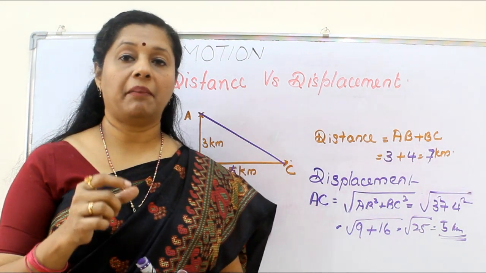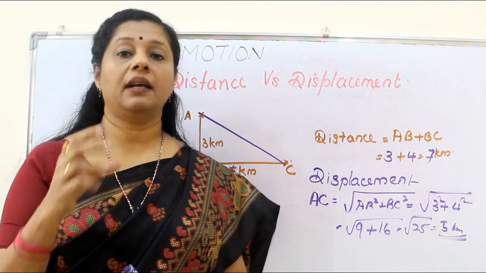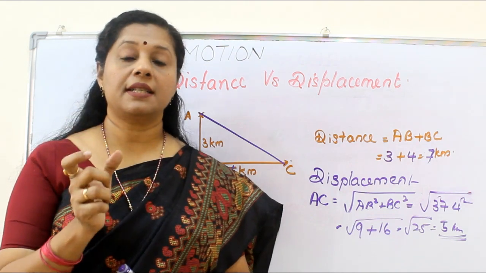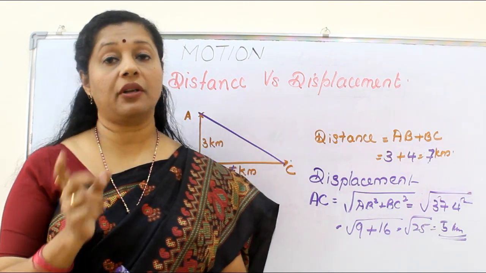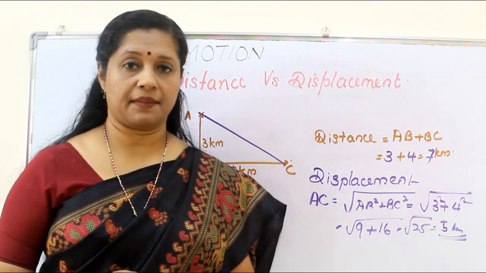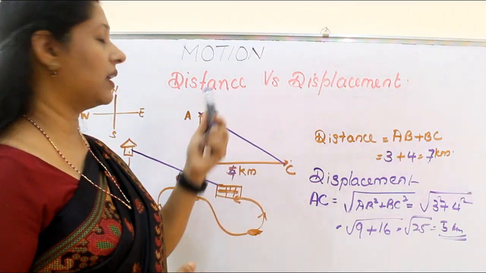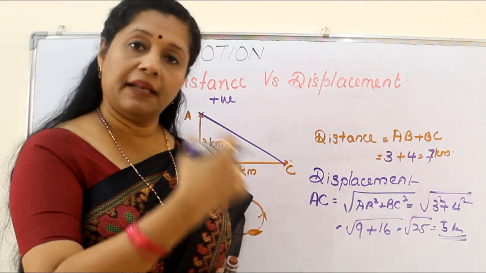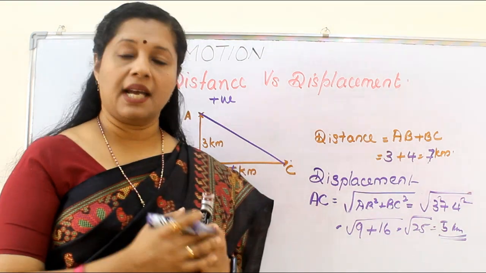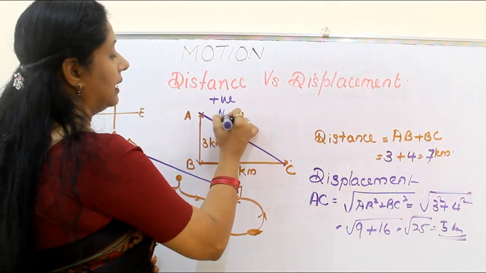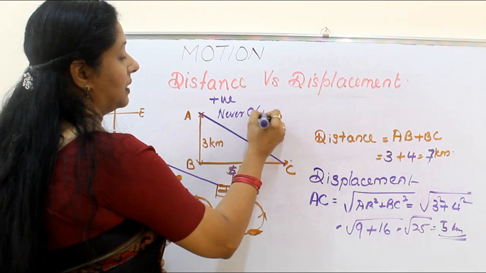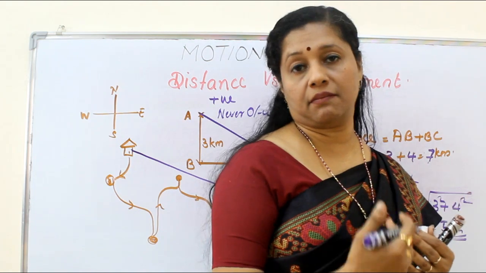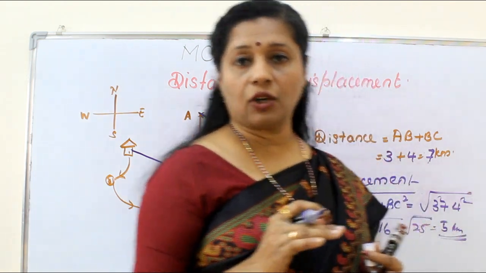So the actual length of the path traveled by a moving body in a given interval of time is called the distance traveled. At the same time, the shortest distance between the initial point and the final point of a moving body is called the displacement. Now, distance traveled is always positive because if a body starts moving, that means it has traveled some distance. It can never be zero or negative. It's always positive because even if I take one step, I have moved a distance, right? So it is never zero or negative.